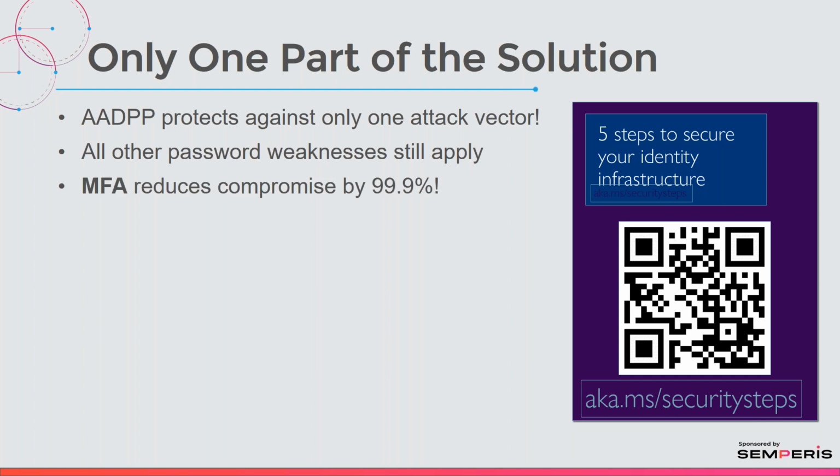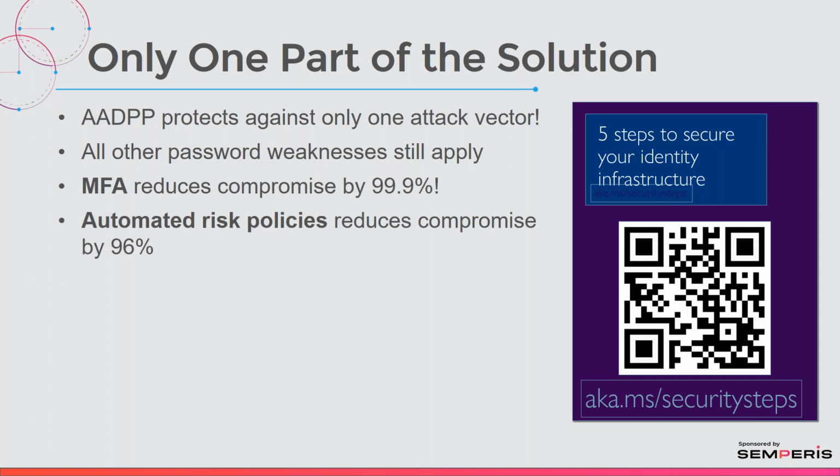Look at this number. Multi-factor authentication reduces compromises by 99.9%. That is the number one thing you can do to prevent compromise. If you have automated risk policies, that reduces compromise by 96%. And now in this, we're talking about Azure Active Directory Identity Protection, which is a premium service for Azure AD Premium P2 or EMS E5.